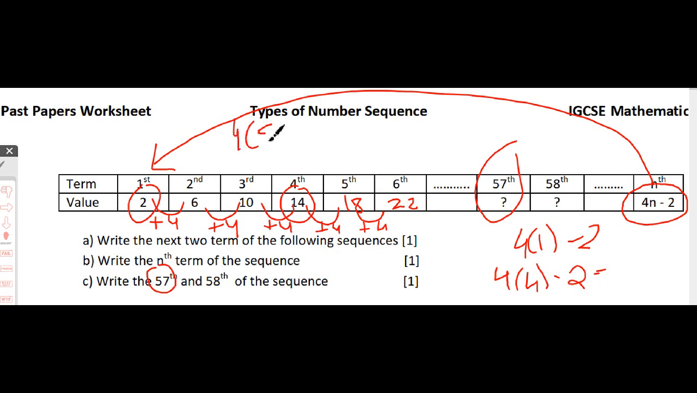So when I write 4 times (57) minus 2, this will give me 226. So the answer here will be 226, and similarly if I write 58 instead of n, I will get 230. So this is the advantage of getting the formula for a particular sequence, and we'll study different types of sequence in this chapter and learn how to make the formula for that.